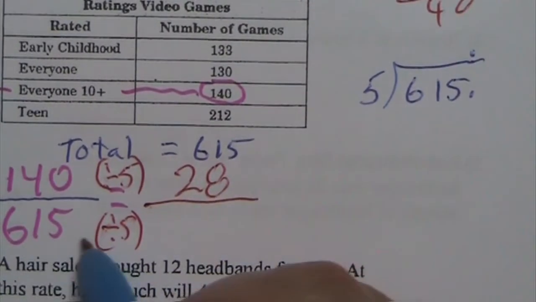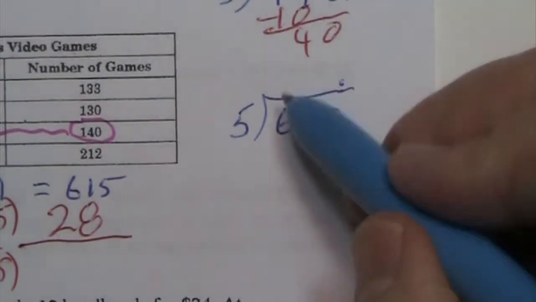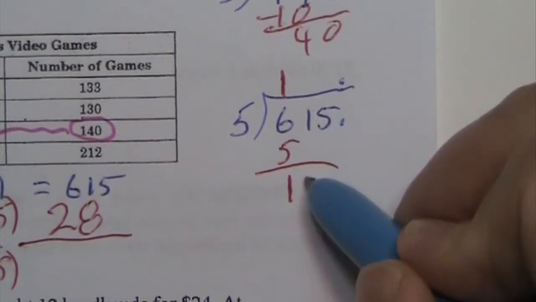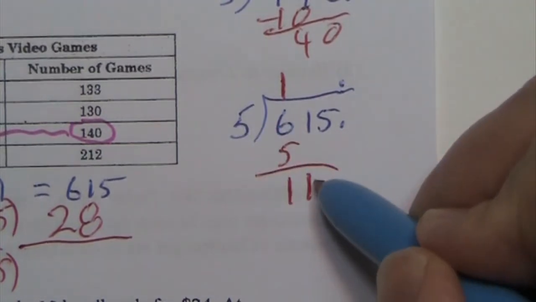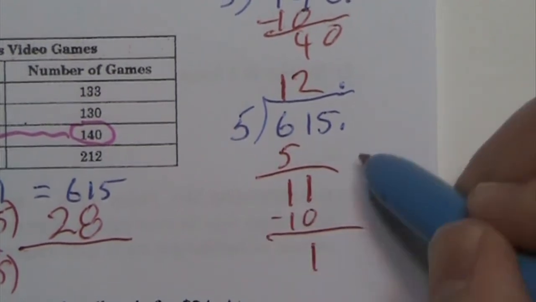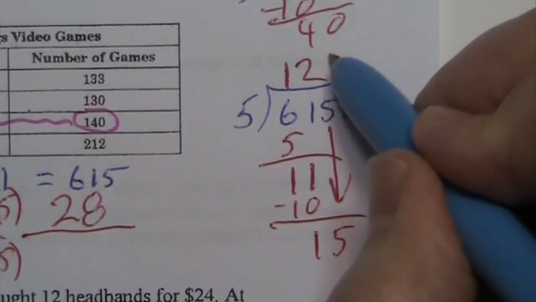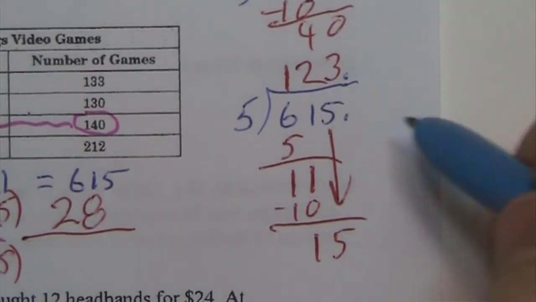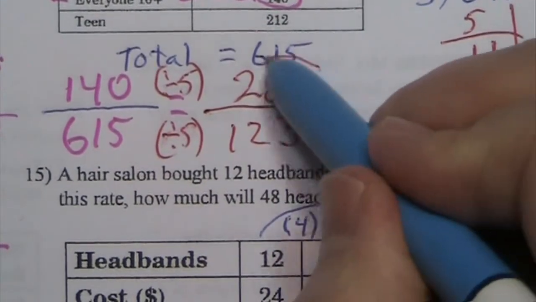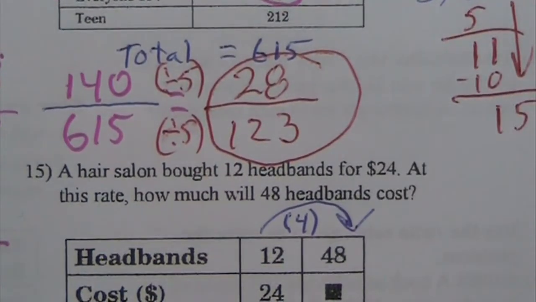28. Now divide 615 divided by 5. So I'll do it now. And let's see. 5 goes into 6 once. 1 left over. Bring down the 1. 5 goes into 11 twice. 1 left over. Bring down the 5. 5 goes into 15 3 times. Hey, 1, 2, 3. 123. And that is our final answer. There's nothing more that's visible that will go into that.